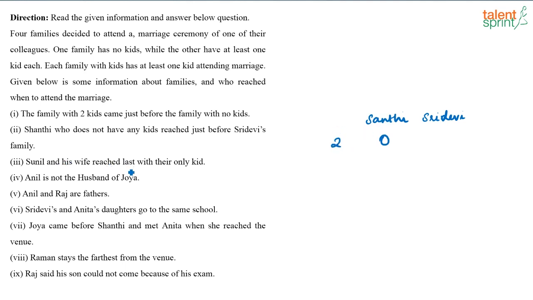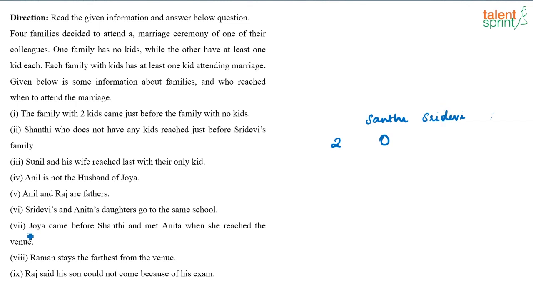Sunil and his wife reached last with their only kid. Now I don't know where Sunil will be. See, Sunil and his wife can be a separate set here, or Sunil can be the husband of Sri Devi. We don't know. Let us wait for that. Then what else is given?